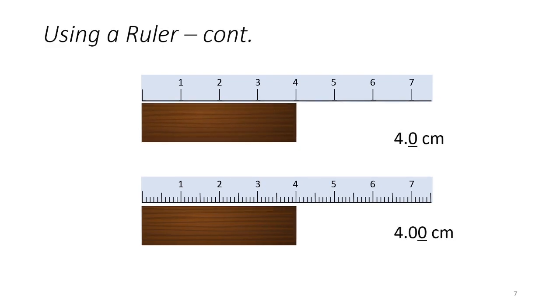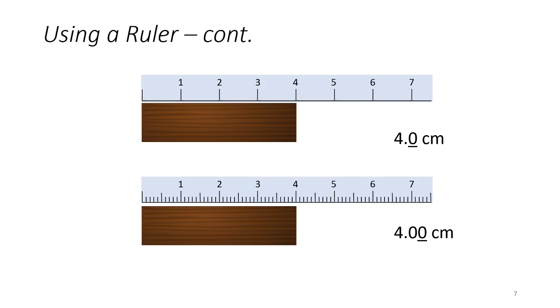So what happens when the wood lies directly on a line? Well, in the top ruler, we would say that we know it is between 3 and 4 or 4 and 5. So 4 is our first digit, and that's our known digit. But then we have to estimate how far the wood is between 4 and 5. In this case, we would say it is 0 away from the 4, and our reading is reported as 4.0 centimeters.